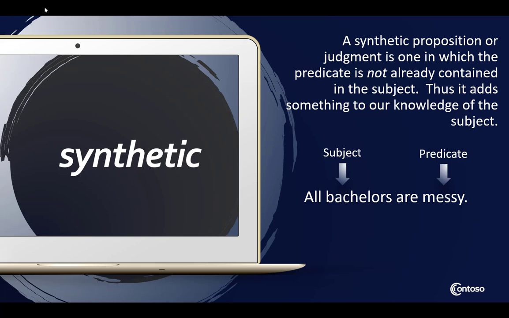And so the only way then to investigate that would be empirically. A posteriori judgments where we'd have to go out and do some research. We'd have to look at the bachelors in the world and see if that claim holds true when we look at the evidence. So that's a synthetic judgment.